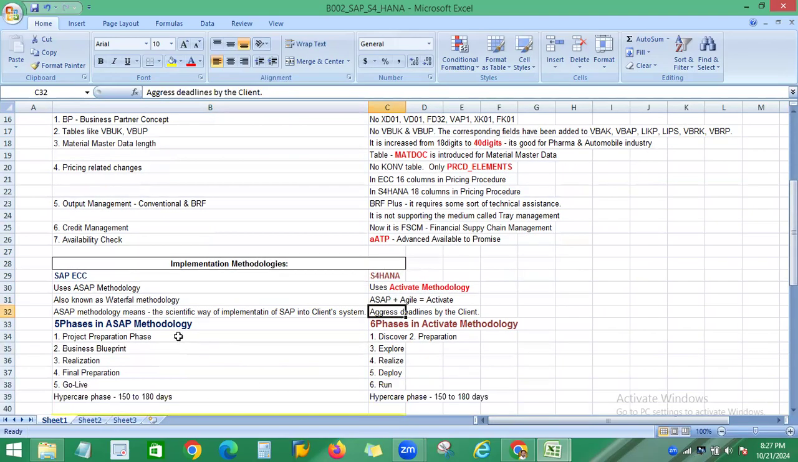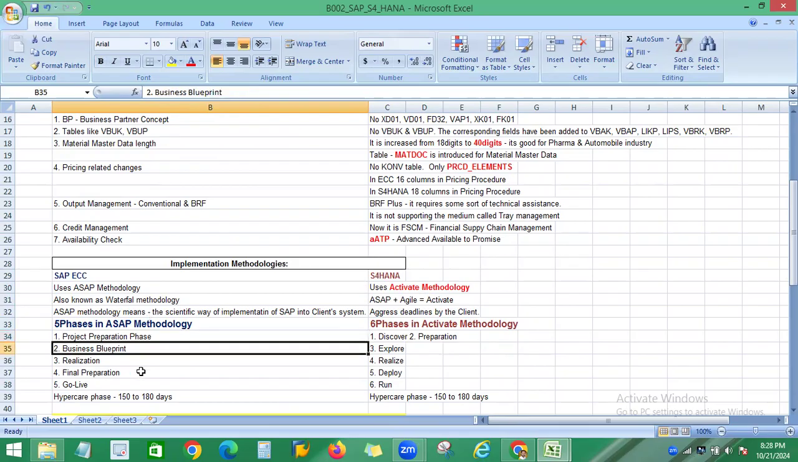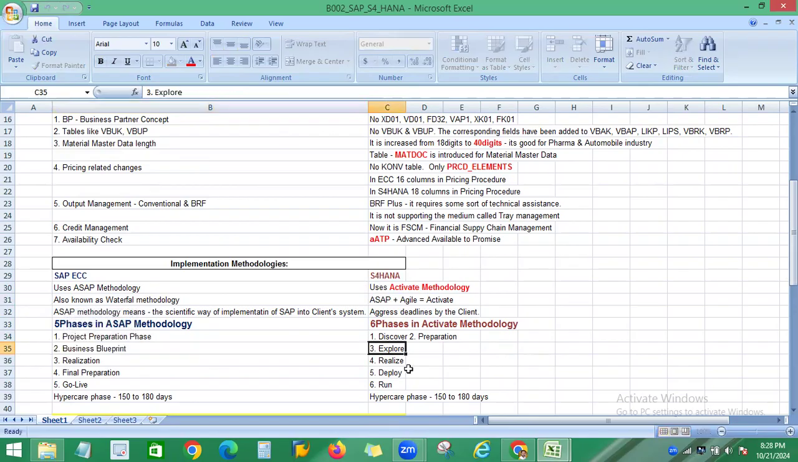And one more thing: in the ASAP methodology, we have 5 phases. However, in the Activate methodology, we have to perform 6 phases. In the ASAP methodology, we have the project preparation phase, which is equal to the discover phase and prepare phase in the Activate methodology. Then there is the business blueprint phase, which is replaced with the explore phase. The activities remain the same.